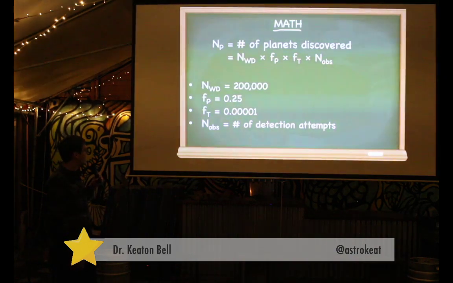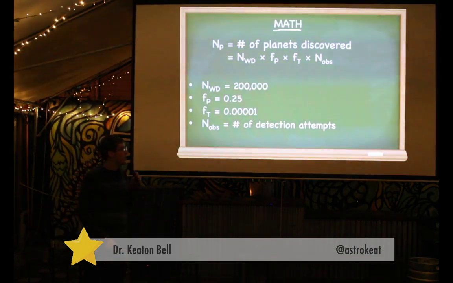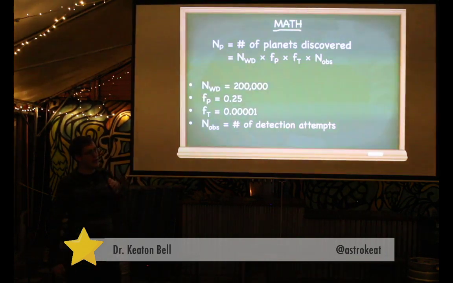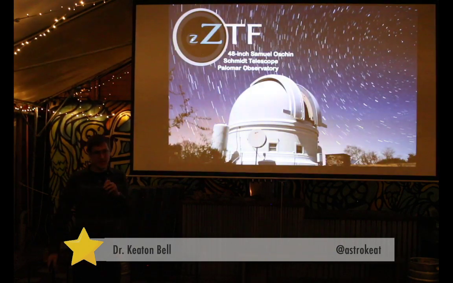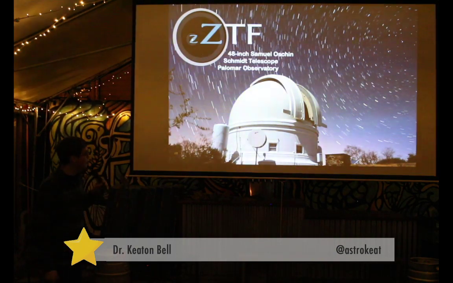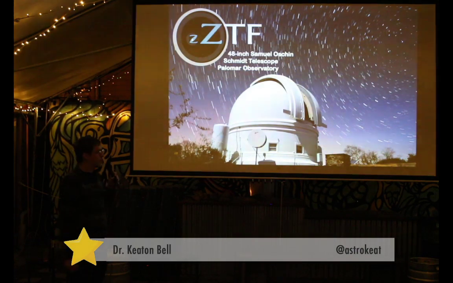Okay, but we'll hope to overcome that. Let's look at how many observations we could get. And for this project, I'm utilizing data that we're getting from this new survey that UW is involved in called the Zwicky Transient Facility. I think some of you who come here regularly may have heard of this in various previous talks. It's a great source of data using this 48-inch telescope at Palomar Observatory in California.